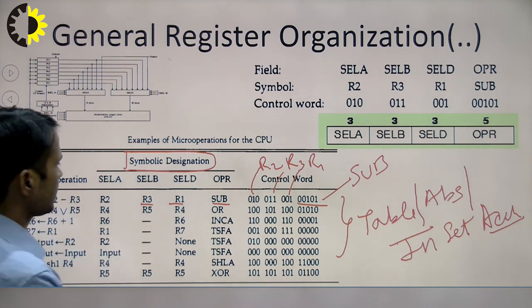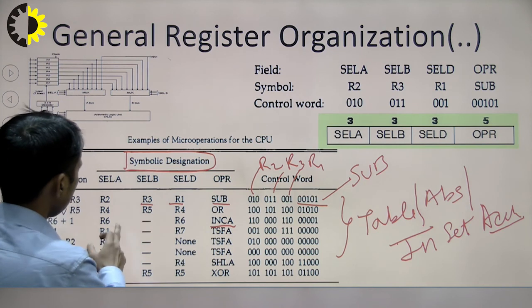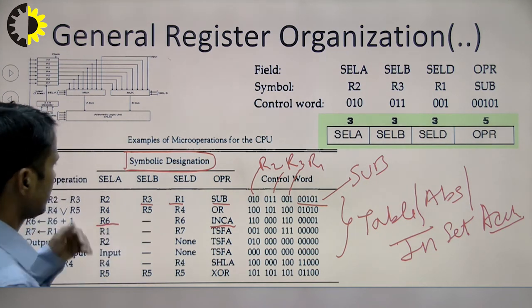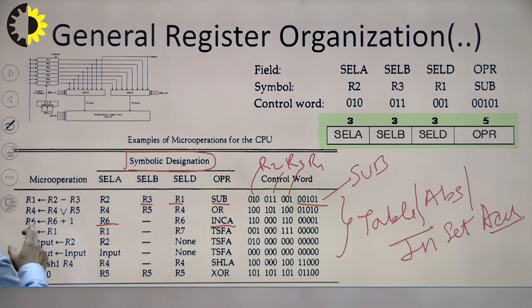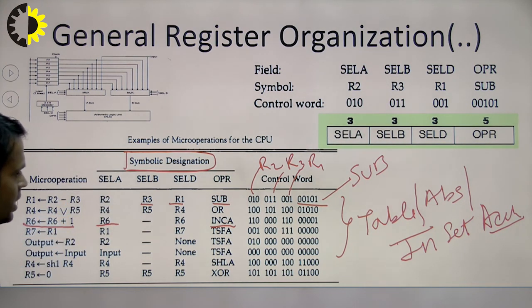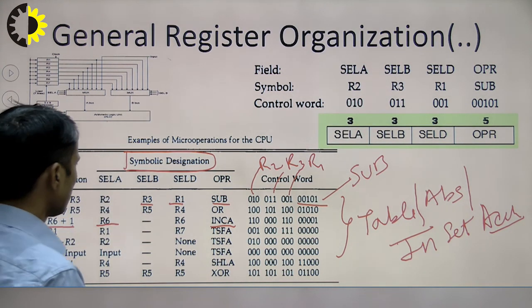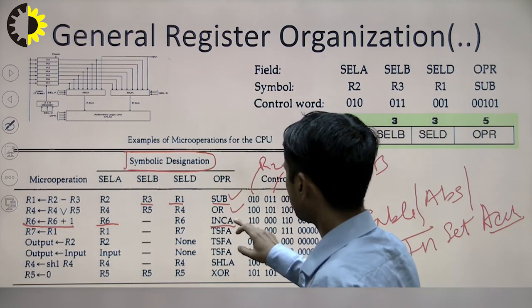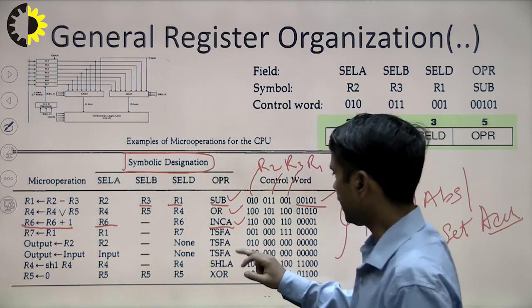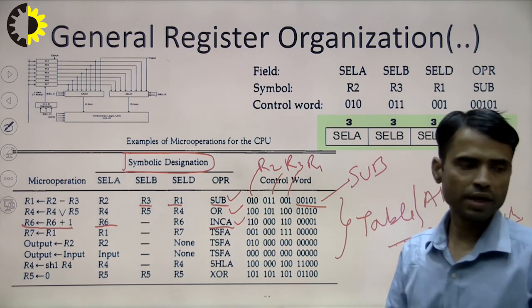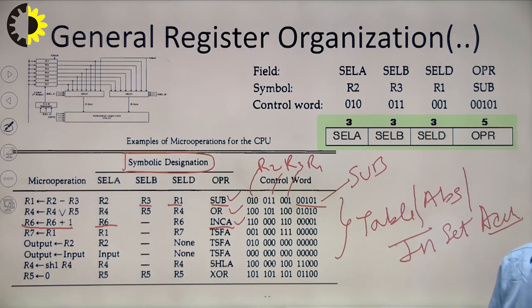So, like say for example, INC A, to increment A, will select input from selection line A, that is R6, and it will increment it by 1. So, R6 will be now R6 plus 1. So, they can have both logical operation as well as arithmetic operations. So, we can see here this is an arithmetic operation, this is a logical operation, this is an arithmetic operation, and so on. So, in this way this general register organization computer works.